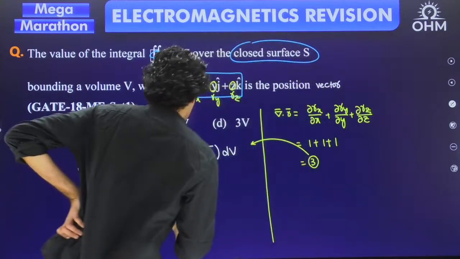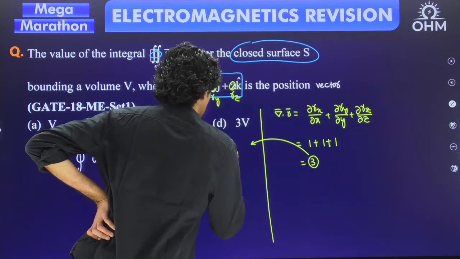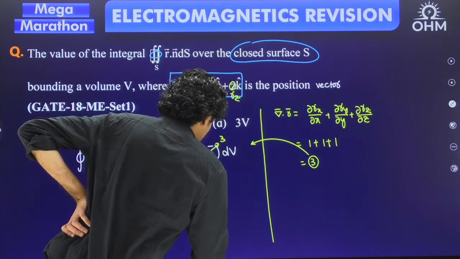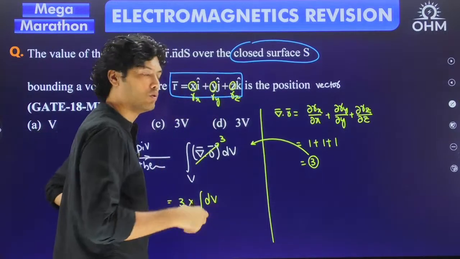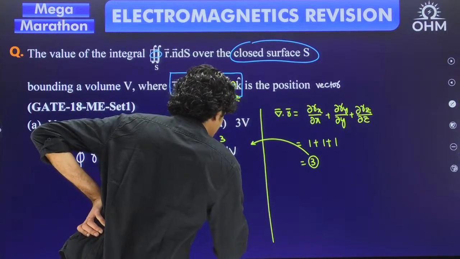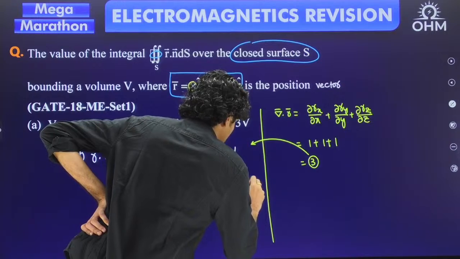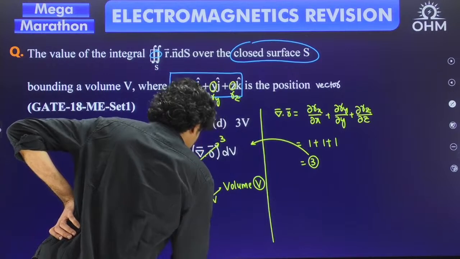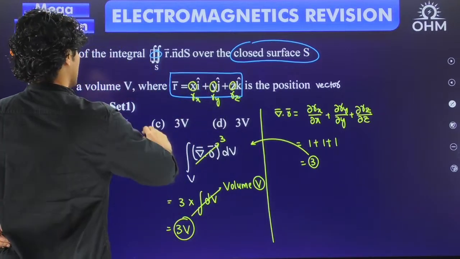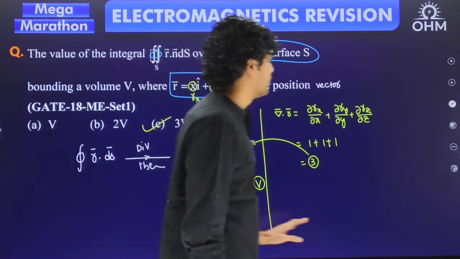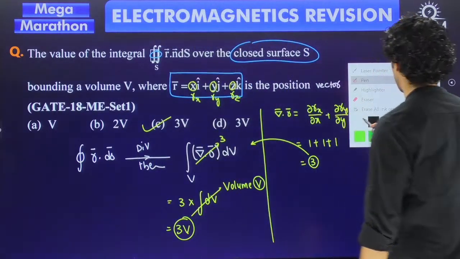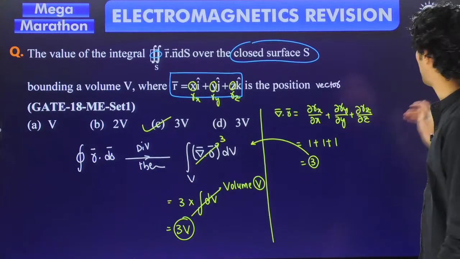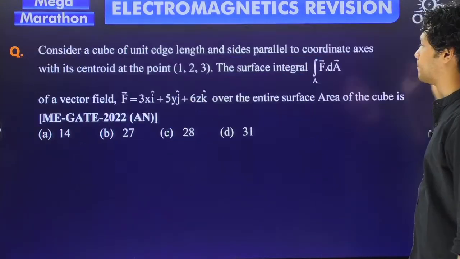Substituting the value here, we get 3 times integration of dv. What is the integration of differential volume? Total volume, which is nothing but V. So the answer is 3V. Simple question, nothing great. If this is the kind of question that you are getting, generally this will be given for 1 mark, because there's not much of a calculation. Yeah. Next one.